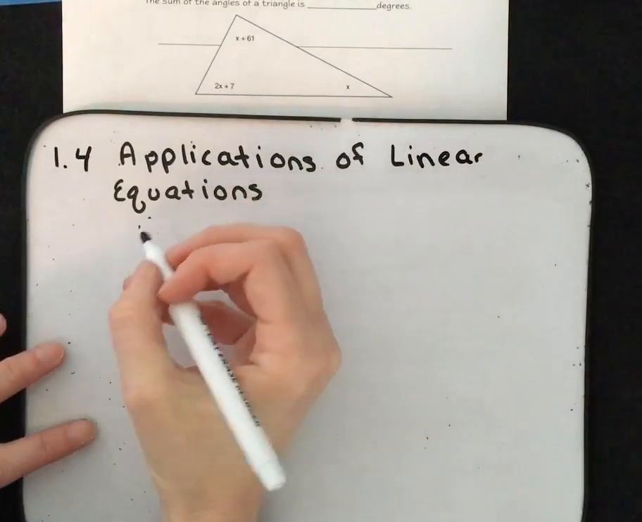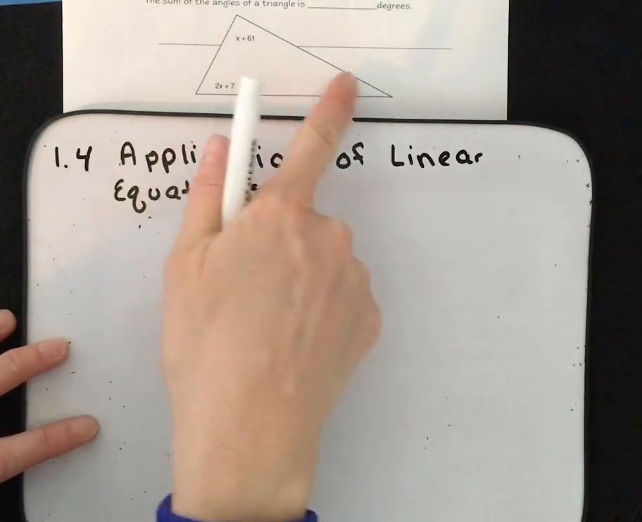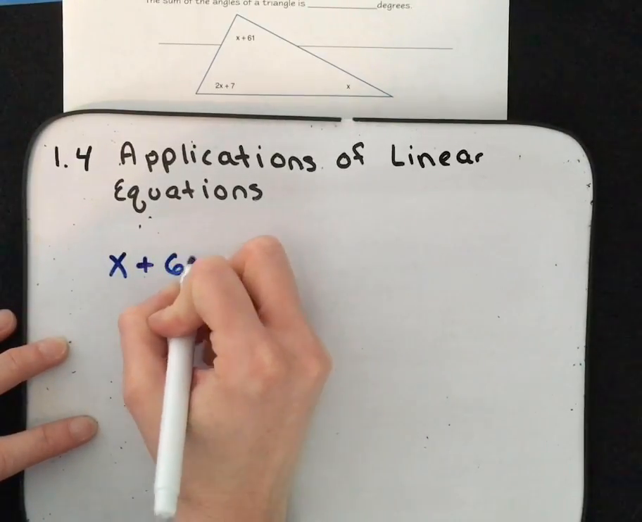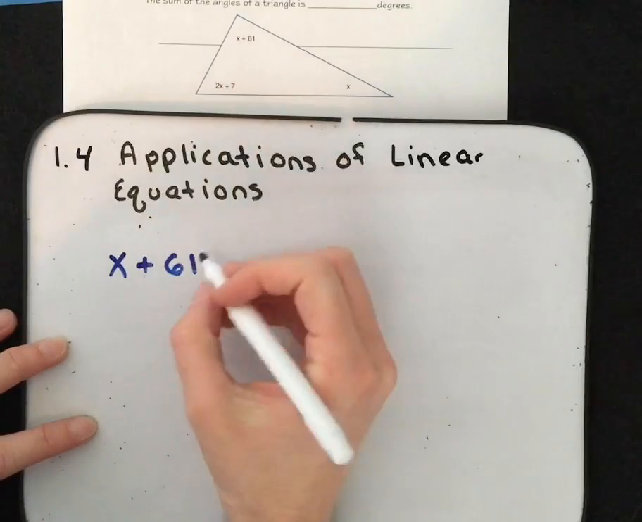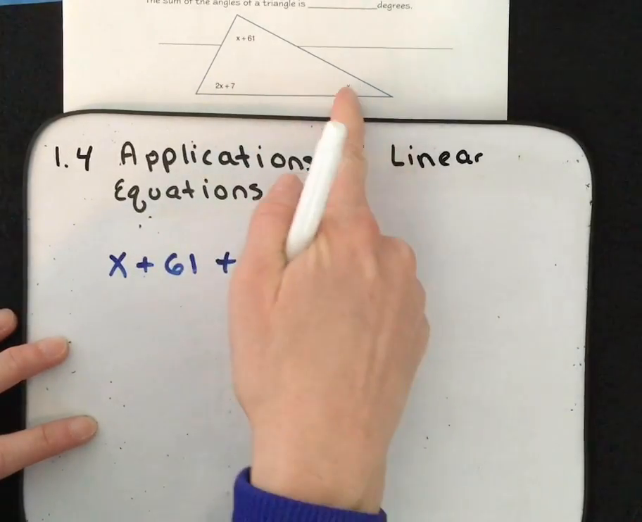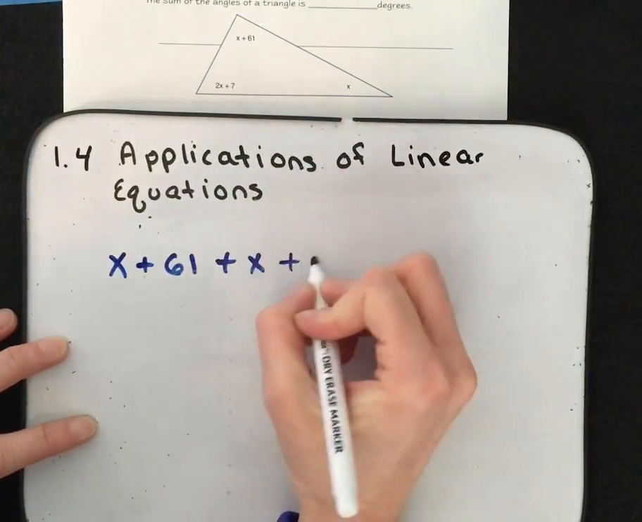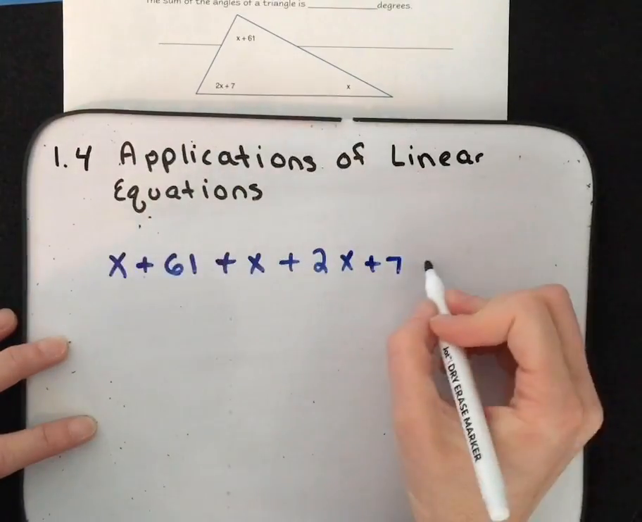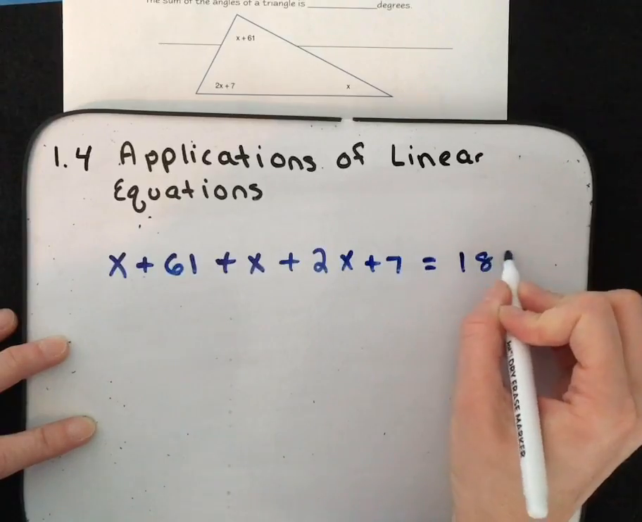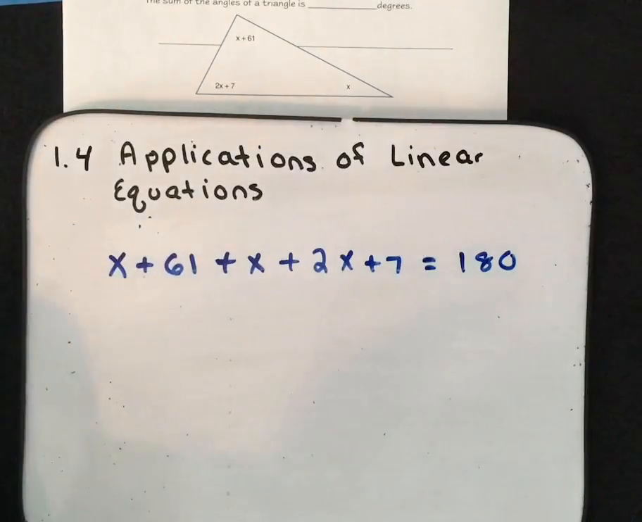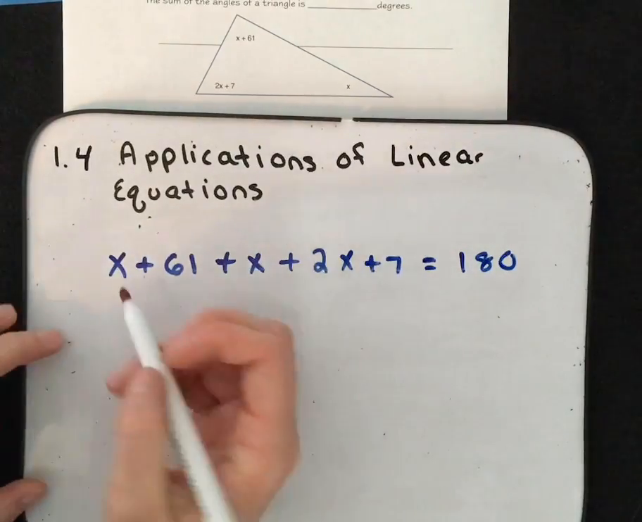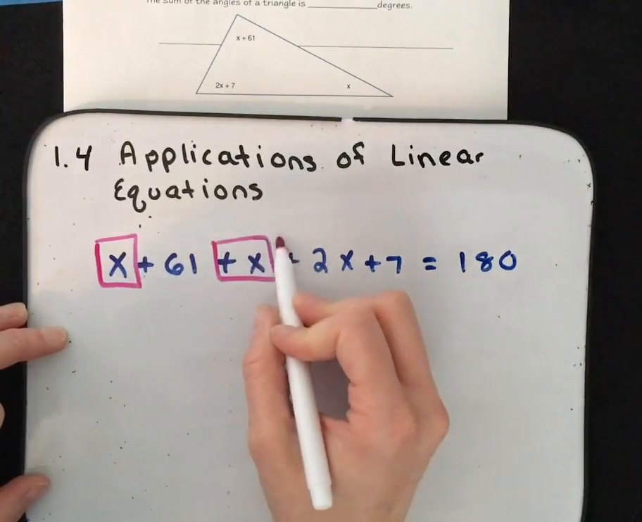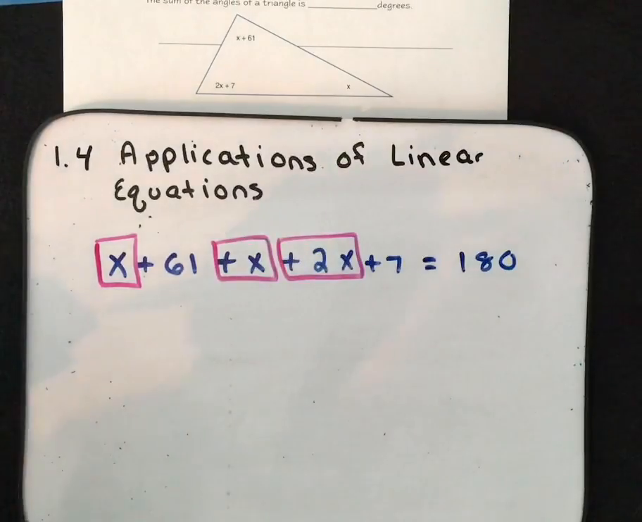So let's do that. So we're given our picture here. We have our angles. So we have x plus 61 for our top angle. We have x for this angle. And we have 2x plus 7 for this angle. And we know that if we add all the angles together, it needs to be 180. So let's look at our like terms again. Here's an x variable, here's another one, here's another one.